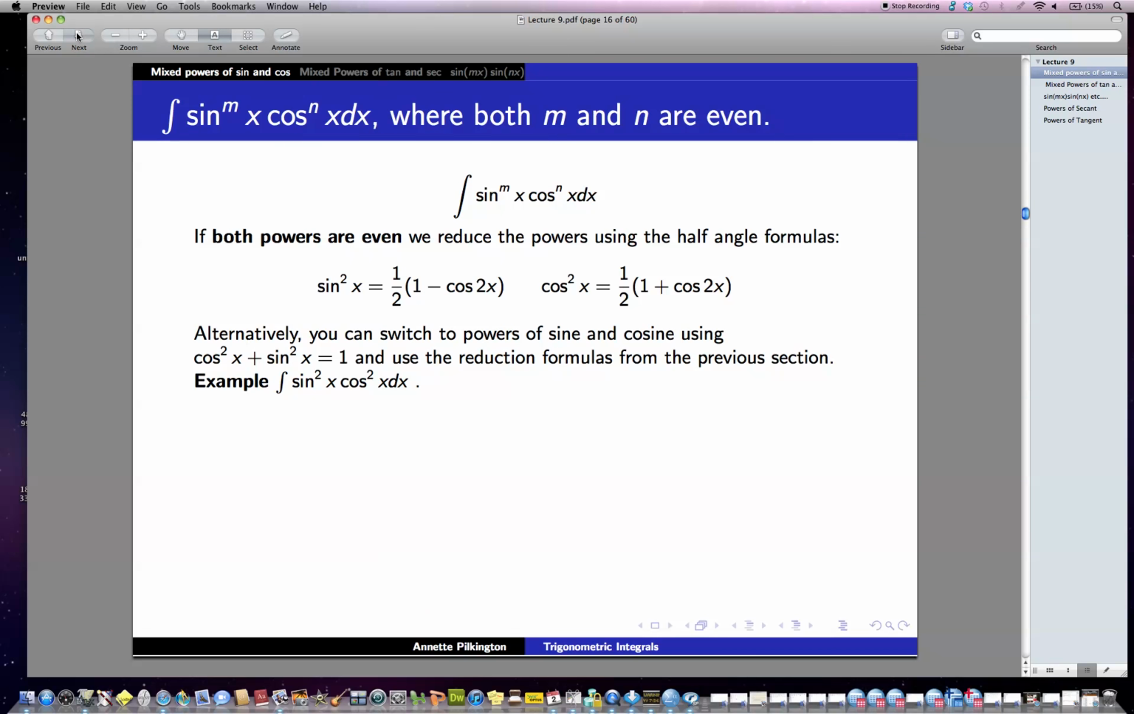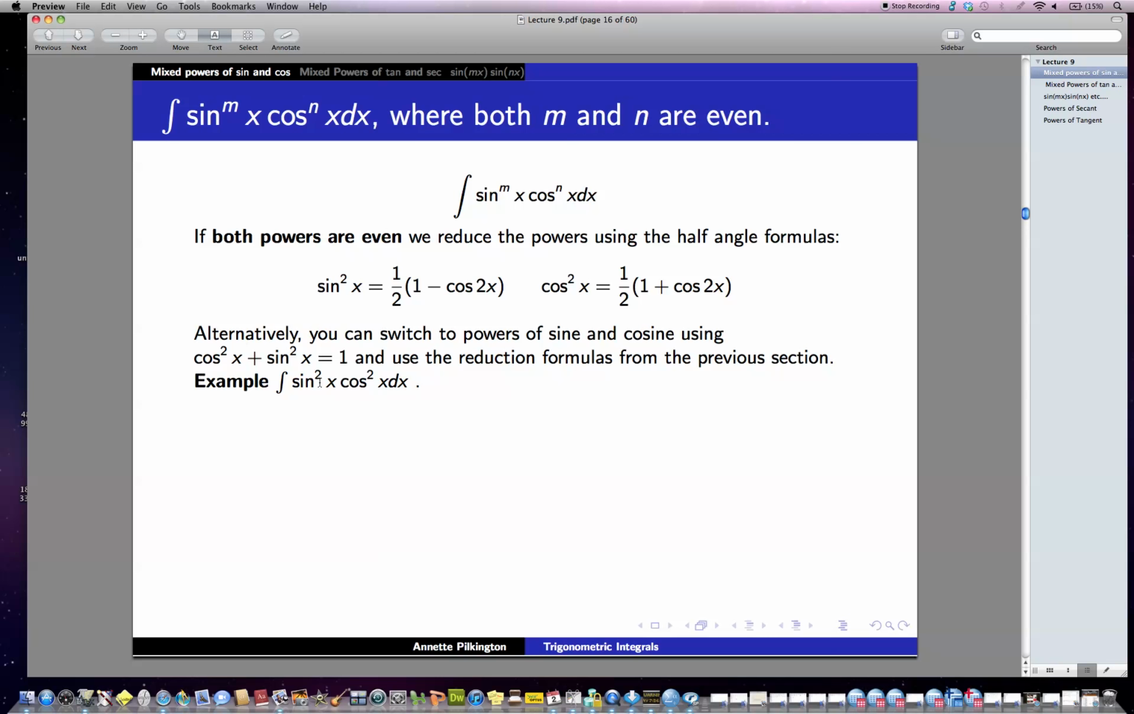Suppose both powers are even, then neither of the above strategies will work. If both powers are odd, I have options. I can choose either of the strategies. But if both powers are even, then neither of those strategies will work. And I get around this by using the half-angle formulas from trigonometry. So we have sine squared is 1/2 times 1 minus cosine 2x, and cosine squared is 1/2 times 1 plus cosine 2x.